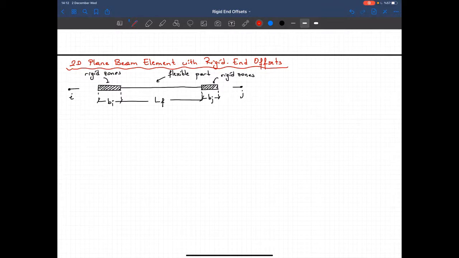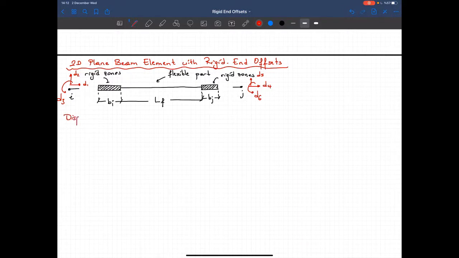And I want to represent the behavior of such an element by using 6 degrees of freedom, D1, D2, D3, D4, D5, and D6. Okay, so let's try to formulate this.